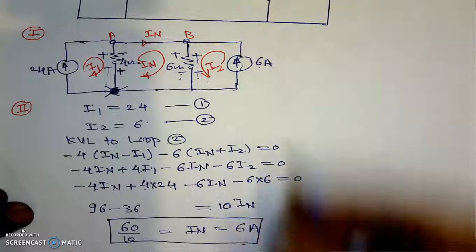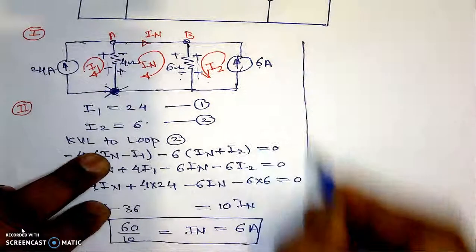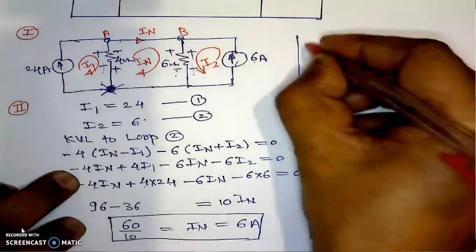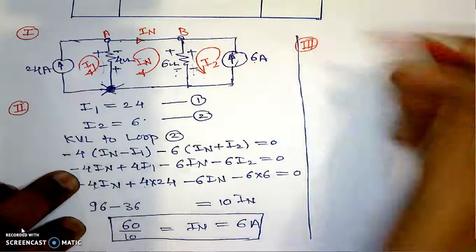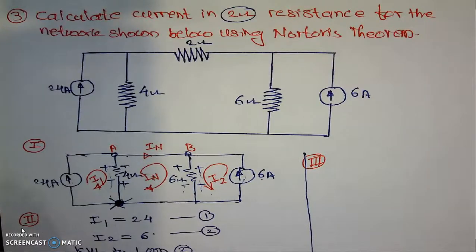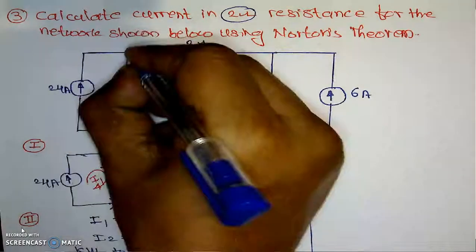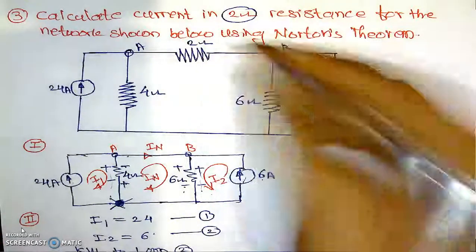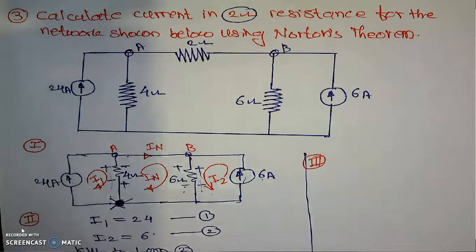Now here we can calculate the Norton's resistance as per step number 3. We will use step 3 for the calculation of the Norton's equivalent resistance. Now here, if I am using step number 3, I will draw the figure first. Here this is terminal A and this is terminal B, and this load must be removed. How will we calculate the Rn?